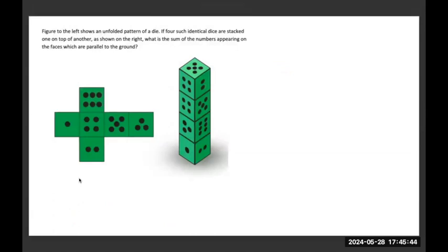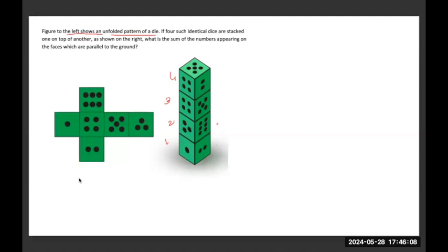Here you're given a surface development. Figure onto the left shows an unfolded pattern of a dice. If 4 such identical dice are stacked one on top of other, like you're seeing here, 2, 3, and 4. What is the sum of the numbers appearing on the faces which are parallel to the ground?